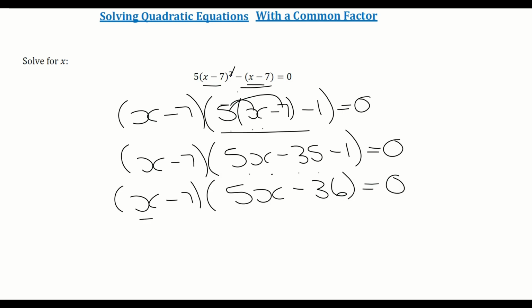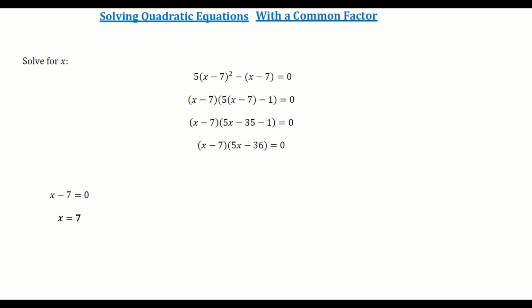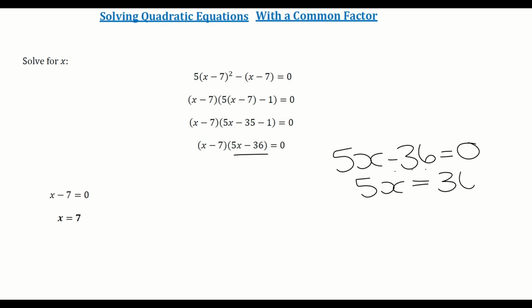Now we need to find the values of x that make these brackets 0. Let's start with x minus 7. So we can say x minus 7 is equal to 0, which means that x is equal to positive 7. Now let's look at the bracket 5x minus 36. So we say 5x minus 36 is equal to 0. To get 5x by itself, let's move the negative 36 to the other side and make it positive 36.